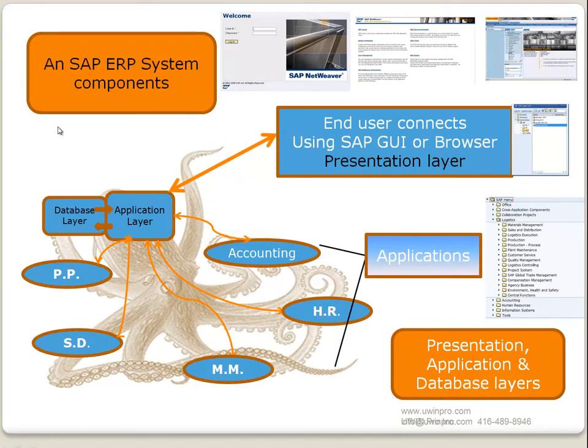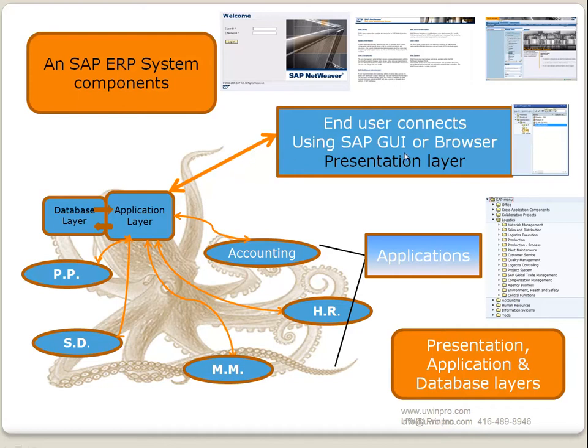An SAP ERP system will have a minimum of 3 different components or 3 different layers. The first layer is called the presentation layer, and then we have the application layer, and then we have the database layer. In between we may have an internet layer if you are logging in from somewhere else.